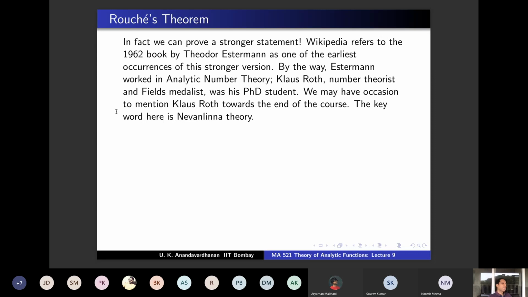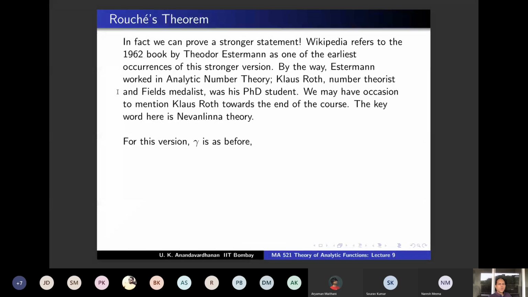So this is what is called Nevanlinna theory. Nevanlinna is a Finnish mathematician. By the way, he is the advisor of Ahlfors, the famous book by Ahlfors, which we had mentioned earlier. Ahlfors is also a Fields medalist, right? Ahlfors is the first Fields medalist, 1936, and Klaus Roth, I think, 1958.